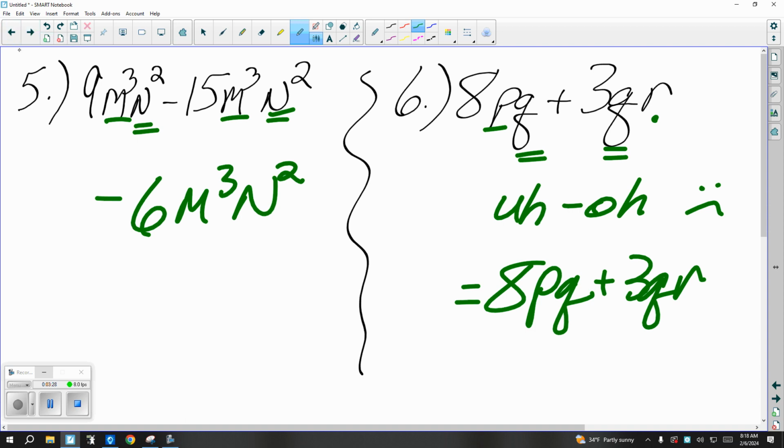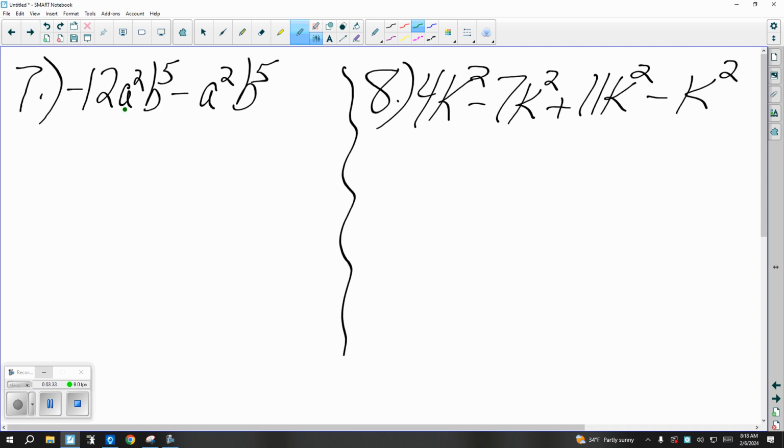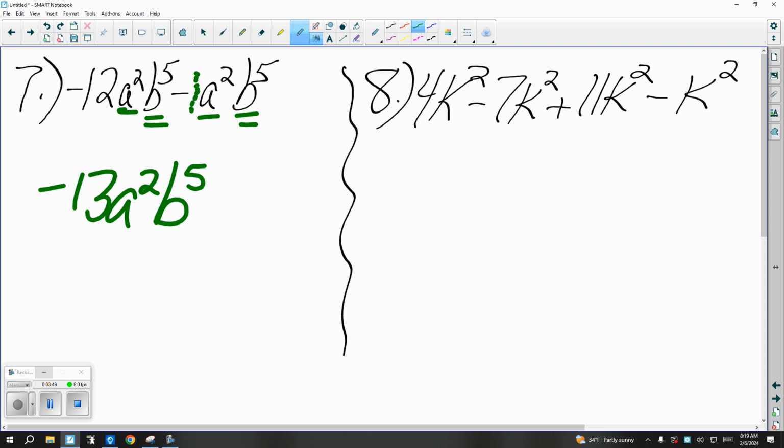3, 2, 1. Number 7, does this match that? Yeah. Does this match that? Yeah. There's a hidden 1 for the first time, right there. So it's -12 and -1, which is -13 a squared b to the 5th. Huh, how about that? Number 8, does this match that, match that, match that?